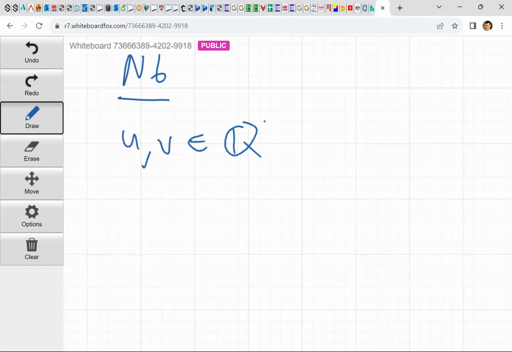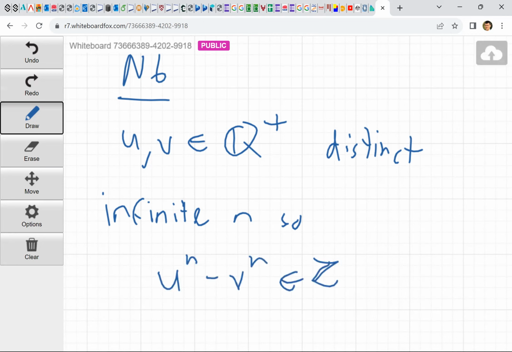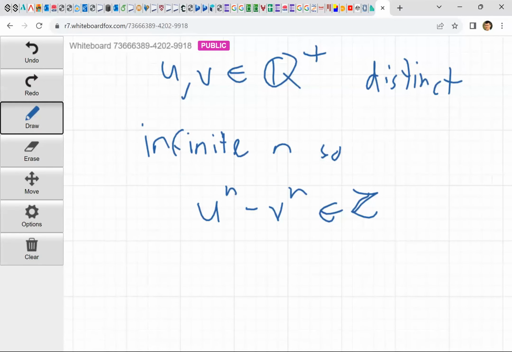So. Okay. U and V are different positive rational numbers. Yeah, okay, they're positive rationals, and they are different, distinct. Okay. So different positive rationals U and V. And then there are infinitely many powers n such that U to the n minus V to the n is an integer. Okay. What's that? Prove U and V are also integers.